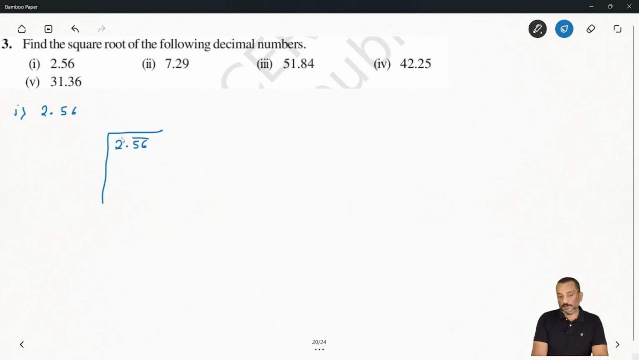This one pair is 2. Before 2, the perfect square coming is 1, so we can go with 1. Subtract 1, and 1 plus 1 gives 2, and subtracting you get 1. Now before bringing down 5 6, you have a decimal, so put a decimal in the quotient place and 5 6 will come down.